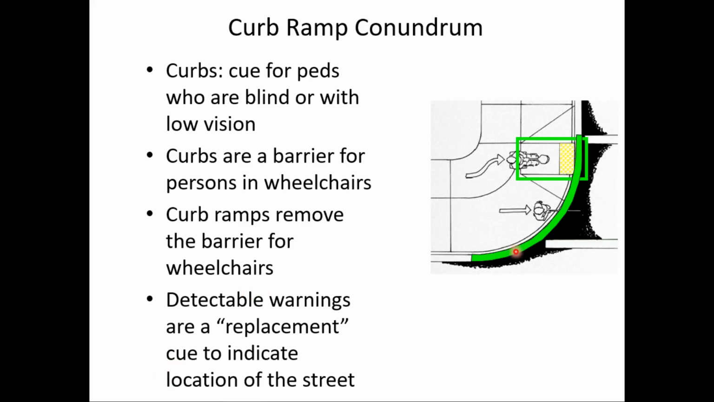But at the base of the curb ramp, of course, the curb is missing. So if a blind pedestrian got lined up with the curb ramp, they could enter the street without realizing it because there's no curb. They rely on the curb to tell them when they've reached the end of the block. So that's why we use the detectable warning surface, the truncated domes at the base of curb ramps. As the slide says, it's a replacement cue to tell the visually impaired that they have reached the street.